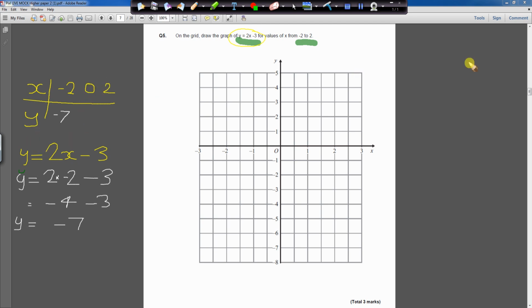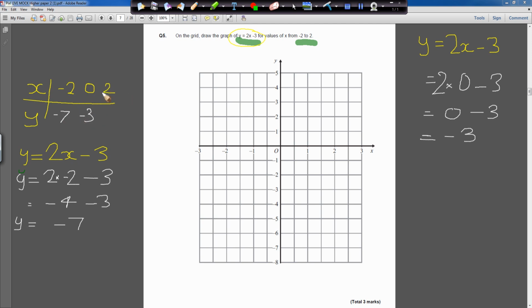Okay, the next value, the 0 value, I'm going to calculate over on this side, which has more space. We put the formula in again: y is equal to 2x minus 3. Now we're going to choose the 0 value for our substitution. So y is equal to 2 times 0 minus 3. 2 times 0 is 0, and 0 take away 3 is minus 3. So we have now minus 3 corresponding to the 0.